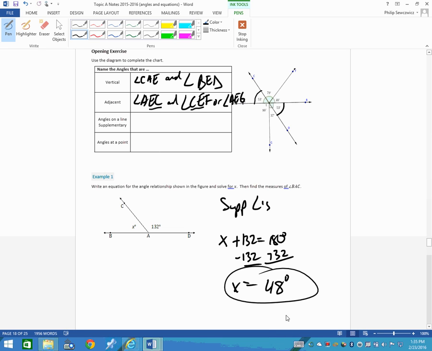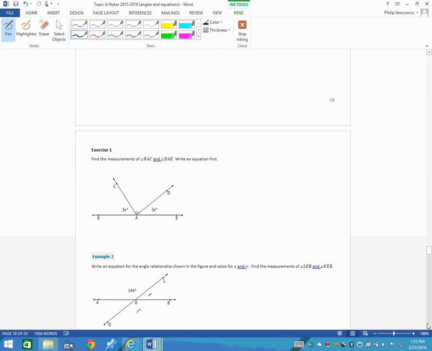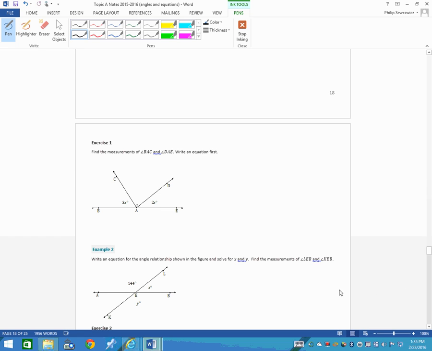But yeah, so let's see what the next page has in store for us. All right, so find the measure of angle BAC and angle DAE, write an equation first. Okay, so first of all, that little box symbol is what? Yeah, 90 degrees, so that is a 90 degree angle.